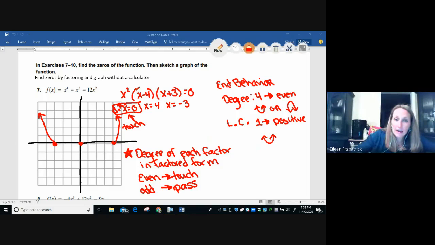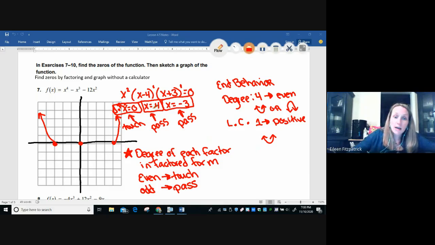This factor, x minus 1, it's a degree 1, right? We don't normally write the exponent there, but it has a degree 1, which is odd, which means for this solution, I'm going to pass. This factor also has a degree 1, which is odd, so I'm going to pass. All right, so what does this pass touch mean?